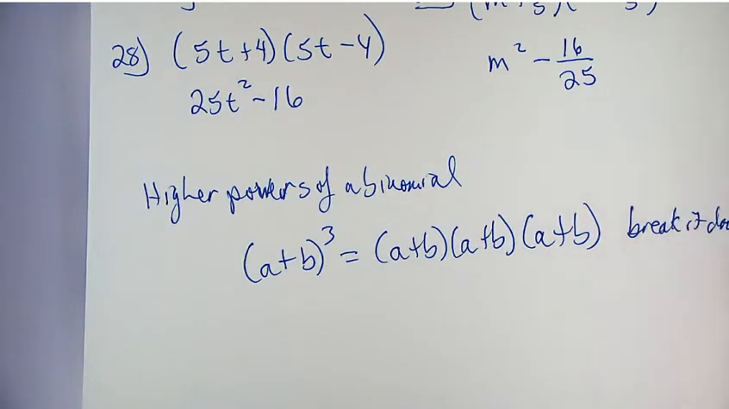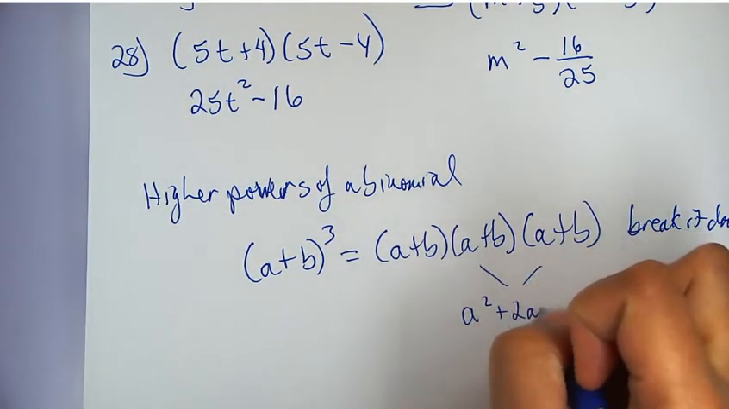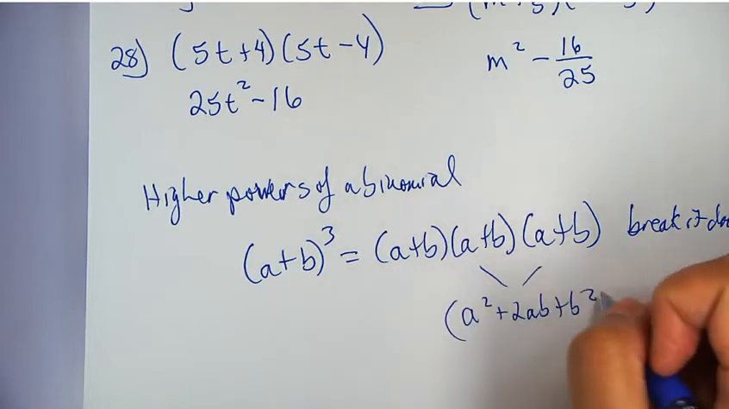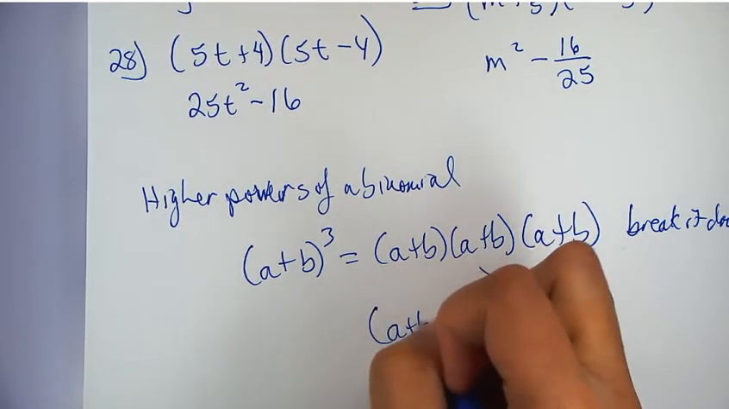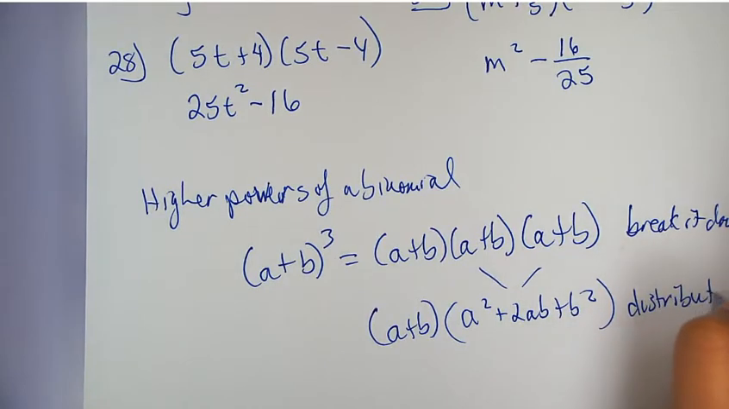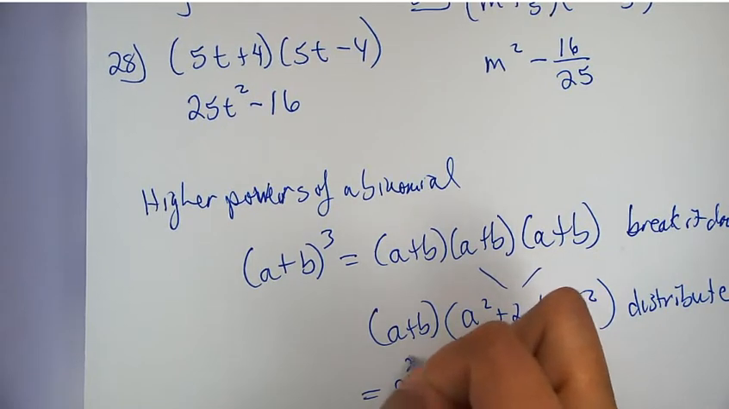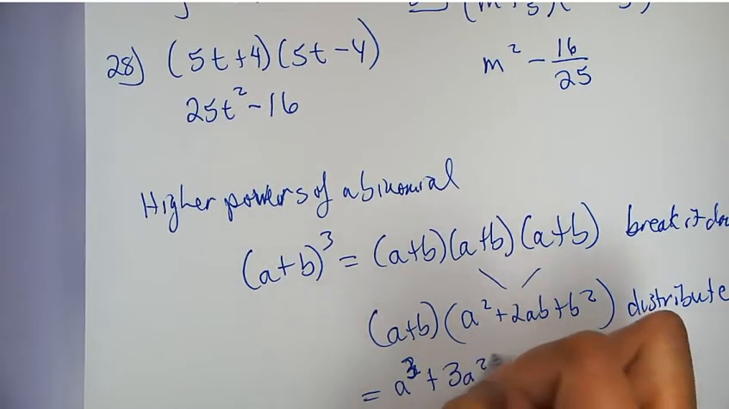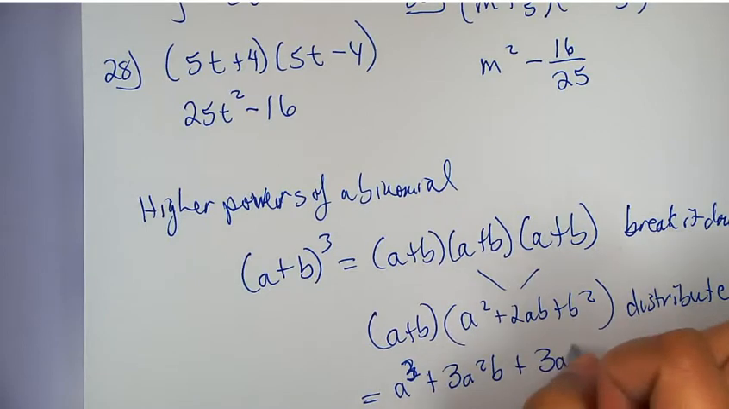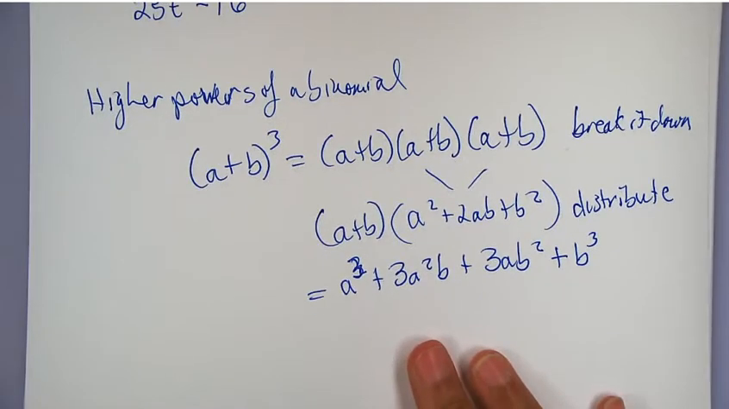That's exactly how you want to format it. And then once you multiply two of them, then you can multiply the third one using distribution. And when you do that, you'll end up with a cubed plus 3a squared b plus 3ab squared plus b cubed.